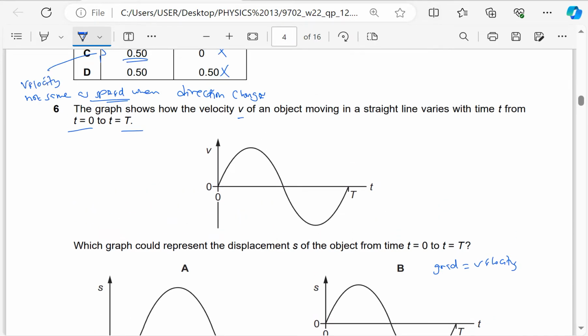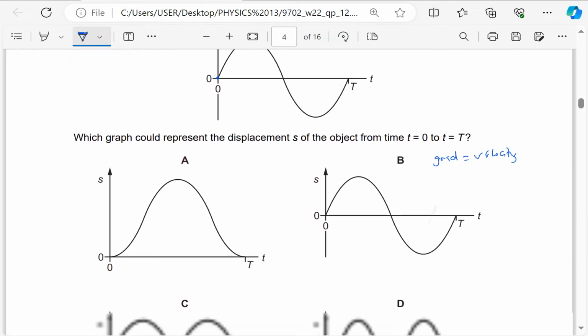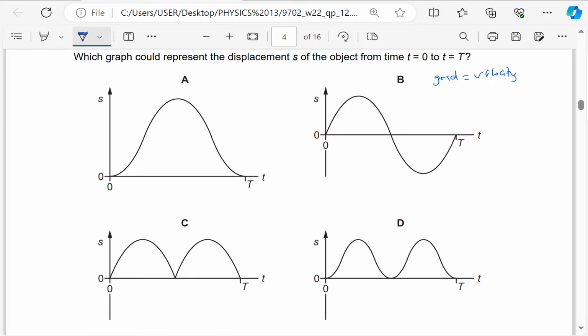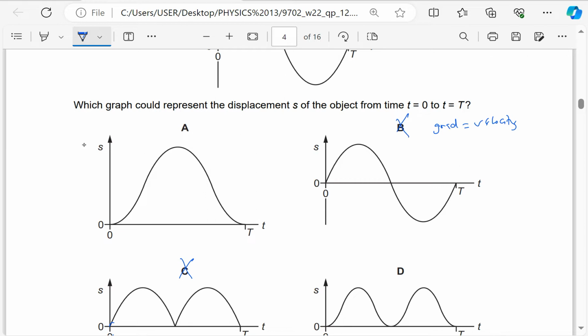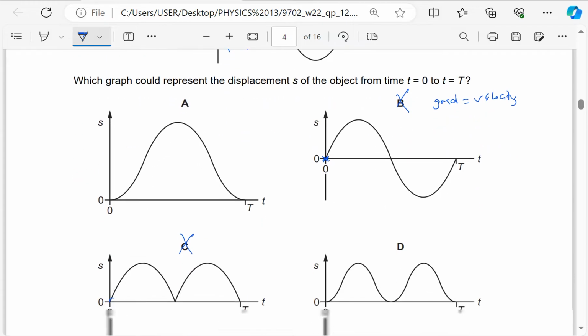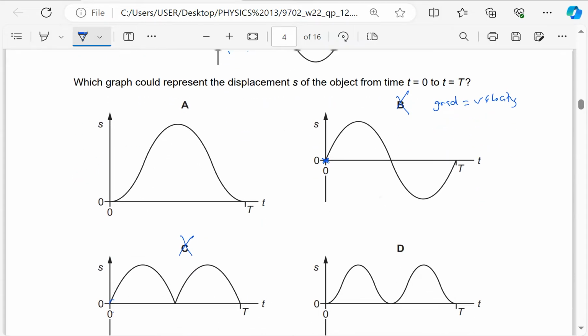We see that at t equals 0 the velocity is equal to 0. That means the line should be horizontal. Remember, the gradient of a displacement time graph is the velocity. So C is out because at t equals 0 the line is not horizontal. And B is also out because at t equals 0 the line is not horizontal. The graph shows 0 velocity here, so the gradient should be 0 on the displacement time graph. So we have to choose between A and D.